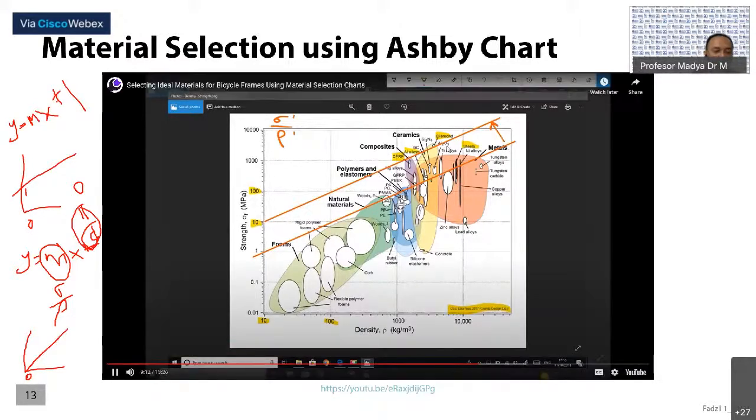Now, obviously, we would rule out diamond. It's very expensive and it's very difficult to form. So really, the material that's left in terms of strength to weight ratio possible is the composite material carbon fiber reinforced polymer. So for a high performance bike, we're probably looking at carbon fiber reinforced polymer as our possible material.